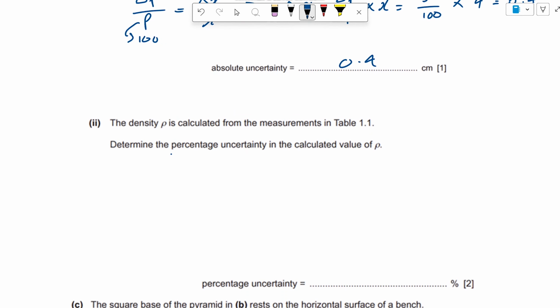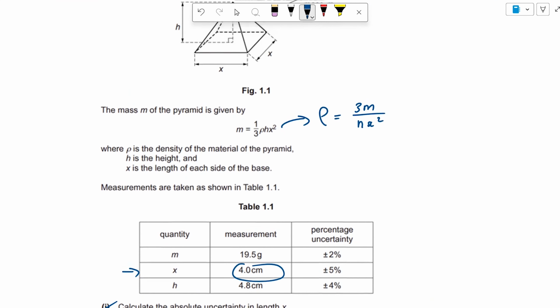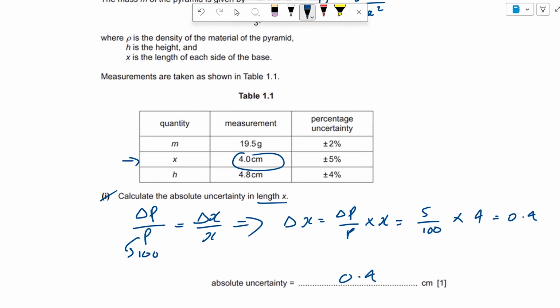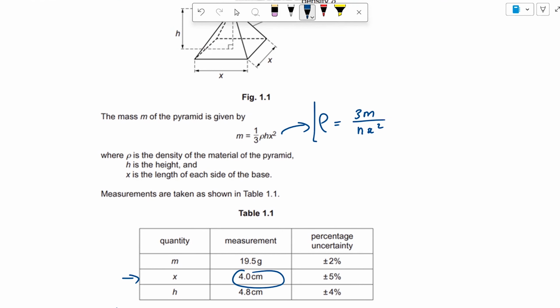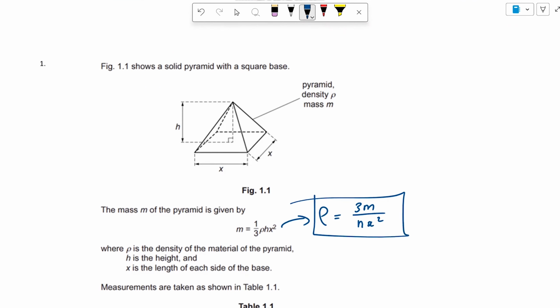Now we need to find the percentage uncertainty in the calculated value of rho, which is density. Okay, so I've already reworked the formula, making rho the subject of the formula. So let's just rewrite it here. Rho is equal to 3m over hx square. Just need to confirm if I wrote it properly. Yes.